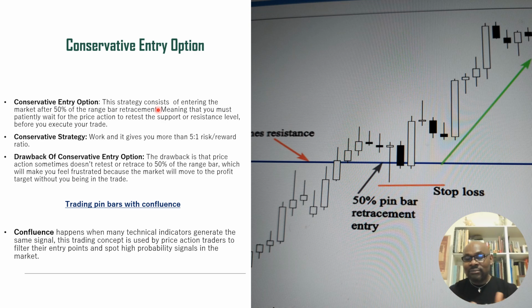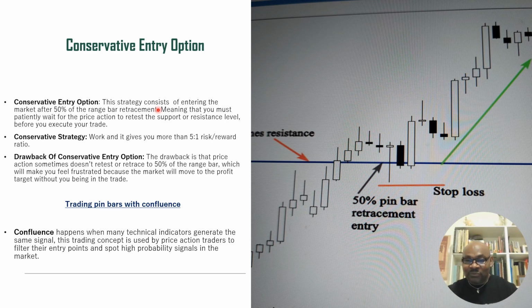Both of them have their good side, they have their downside. So the aggressive entry, like I've told you, the downside is that sometimes price action can reverse and come back and take you out of the market. In conservative entry option, we have to wait for price action to come back and retest that same level again the second time before you place your entry.